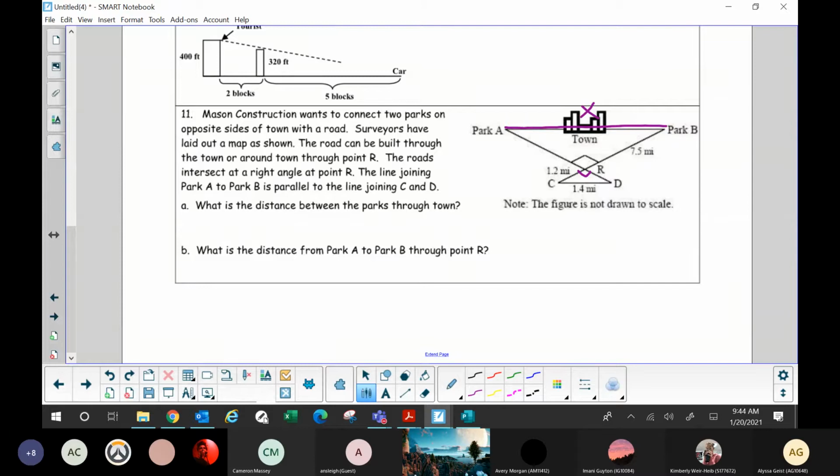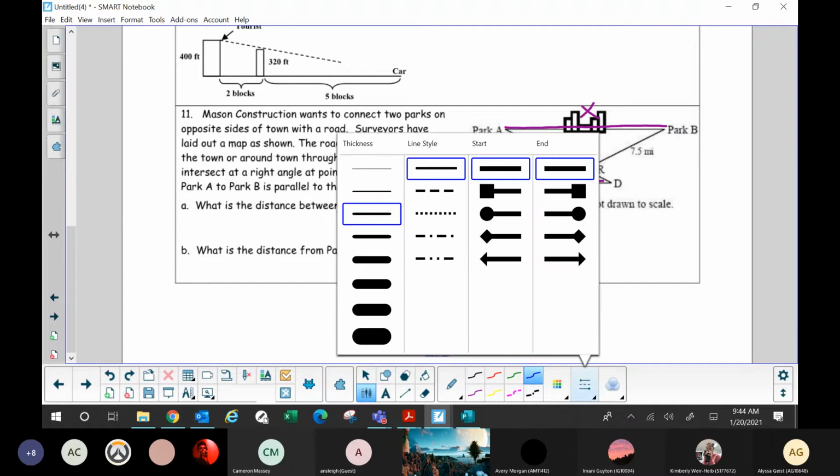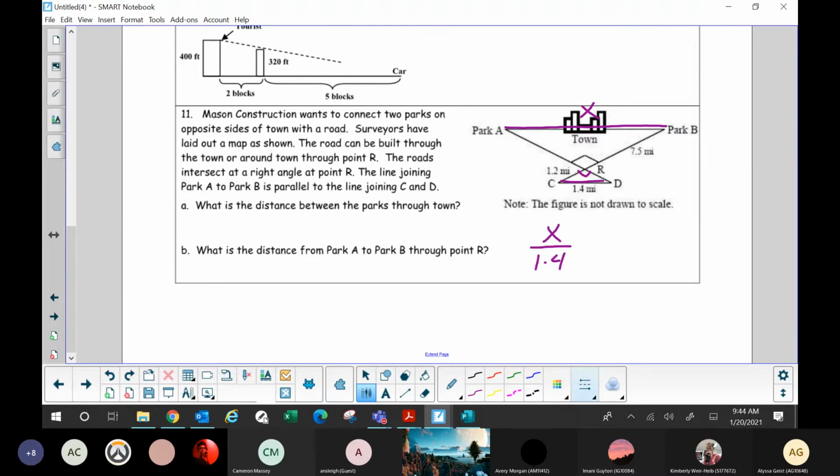If we compare that to the other triangle, X lines up with 1.4, right? Then if we compare other similar parts, we'll use a different color. We've got the 7.5 and the 1.2, which are both side lengths. The 1.4 and the X are like the base, and the 1.2 and the 7.5 are the side lengths. So those match up, and we'll keep that consistent.